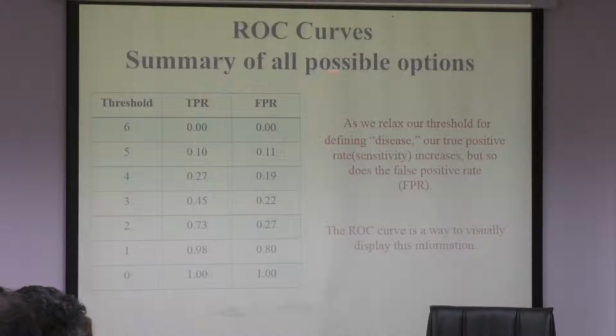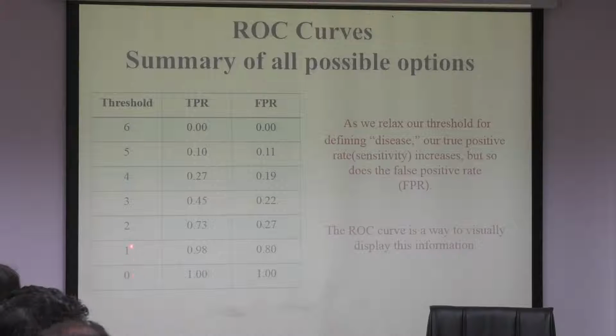Now, summary of all possible options. As we relax our threshold for defining disease, our true positive rate, which is the sensitivity, increases, but so does the false positive rate, which is the FPR. Can you see it? The ROC curve is a way to visually display this information. What happens with the sensitivity and the 1 minus specificity with changing the threshold? So according to this, if I take 0, I will have 1 and 1. Is this good? No. False positive rate is 1, which is 100%. What does it mean? Almost everybody is called positive, so it's not a good cutoff point.